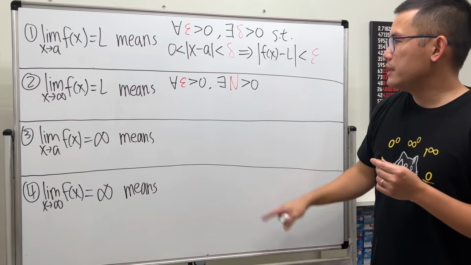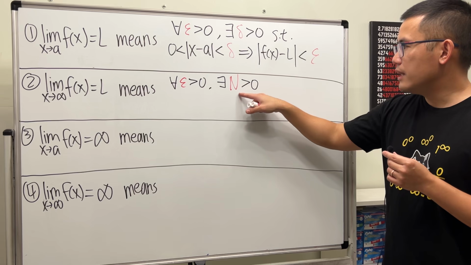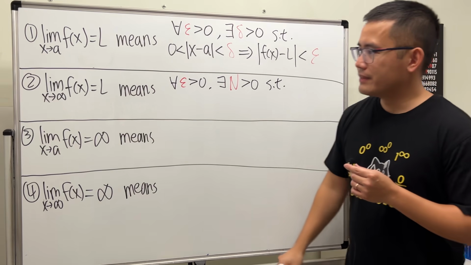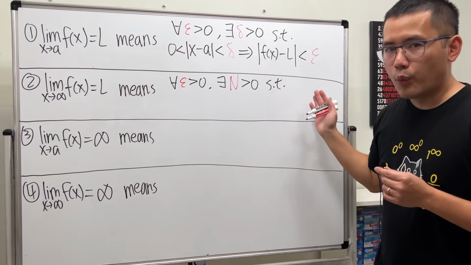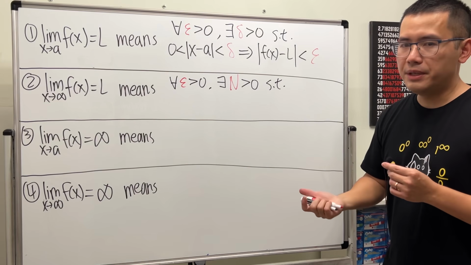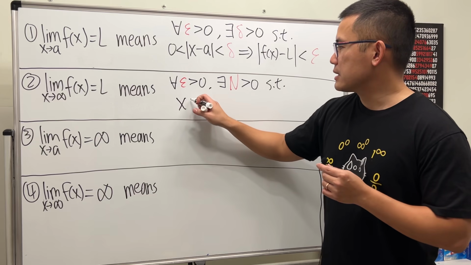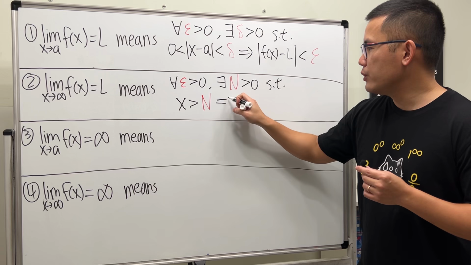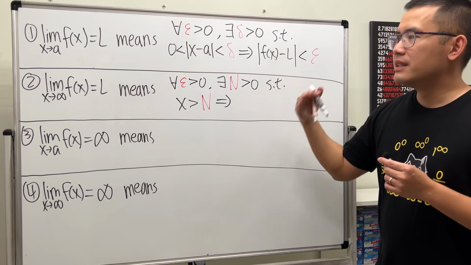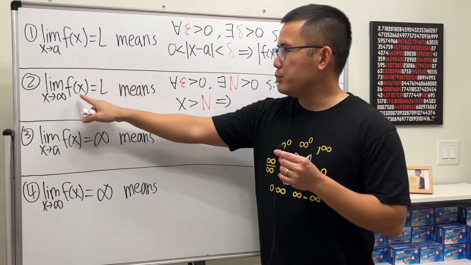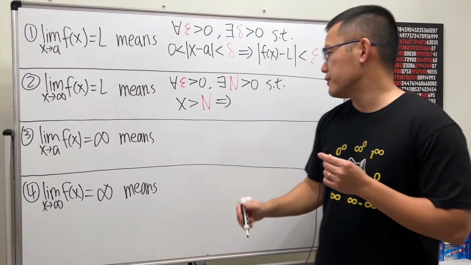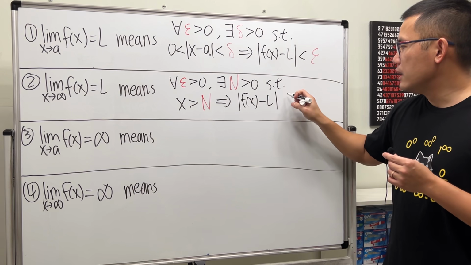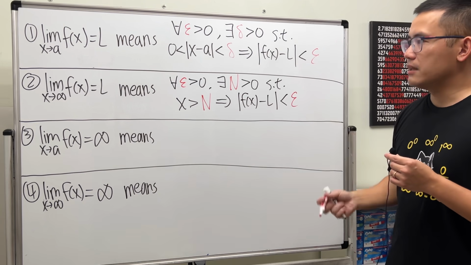So for x approaching infinity, we use there exists N greater than 0 such that we want x to be far, far away, big enough. How big is big? If x is bigger than the capital N, then this implies, same thing like earlier, the distance between our function and L is small enough. So the distance, which is the absolute value of f of x minus L, has to be less than epsilon.